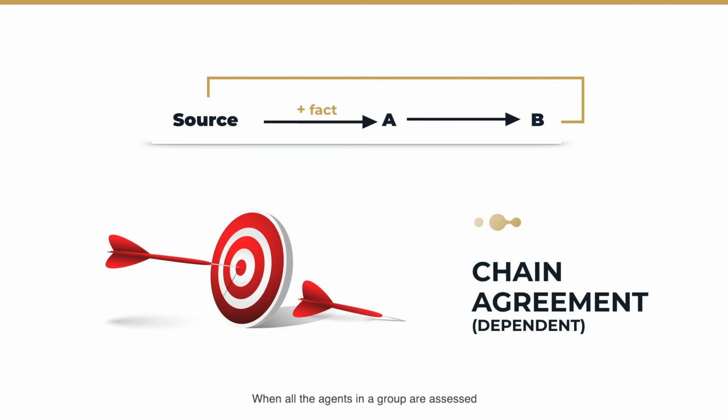When all the agents in a group are assessed by a calibrator to make the same promises, we assess them to agree. That's as good as it gets. That's really all there is to agreement. But let's push these ideas just a little further and think about agreement in groups, or what we call consensus.